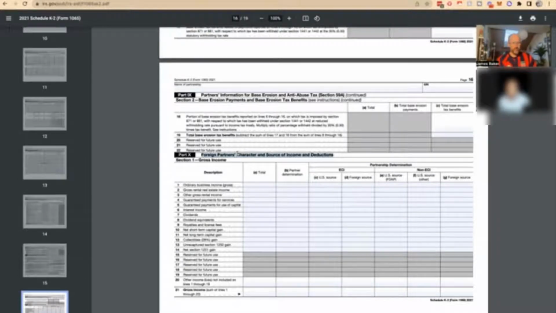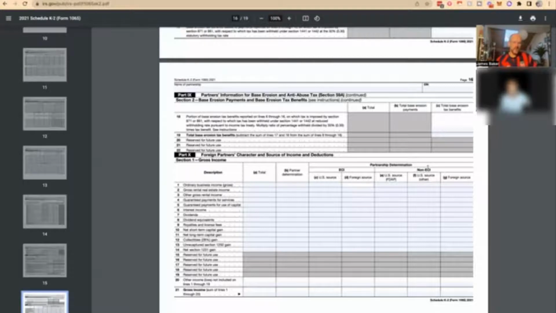Foreign partner characters and source of income deduction. How I understand it is the partnership has to determine this activity, whether it's effectively connected income or not effectively connected income. So this would be if you have a store in the U.S., it's effectively connected income, and then you have to determine if you're selling to Americans or to foreign people. So if you sell shoes and you have a shoe store and it's in the U.S., you would call all of the U.S. source except for the orders that you ship to Ireland or outside the U.S., right?